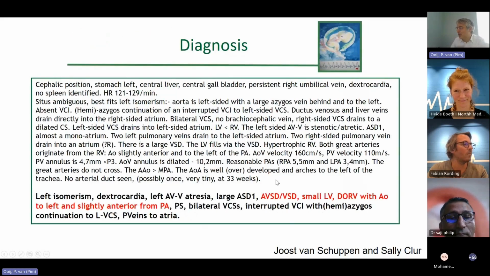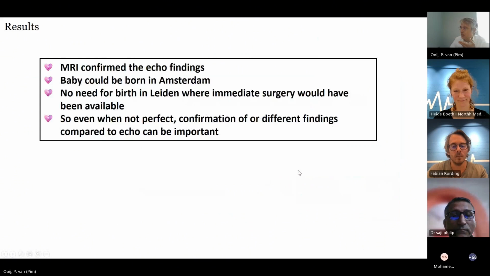So I was blown away by this. I just thought there might be a TGA or whatever, but yeah, it was a little bit more complicated than that. I, of course, am an engineer. That is my disclaimer. So the main part here was that it was a double outlet right ventricle. And that confirmed the echo findings. So MRI was useful here.